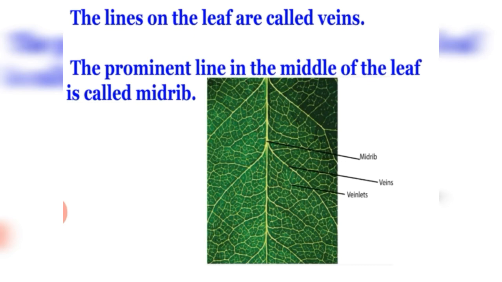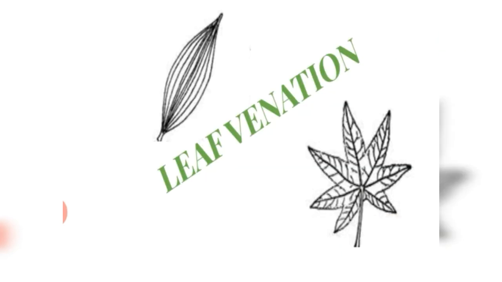Children, now we learned what is petiole, what is lamina. We learned what is a vein or veins of leaf, midrib. These are different parts of a leaf, right? Next, let us see leaf venation.